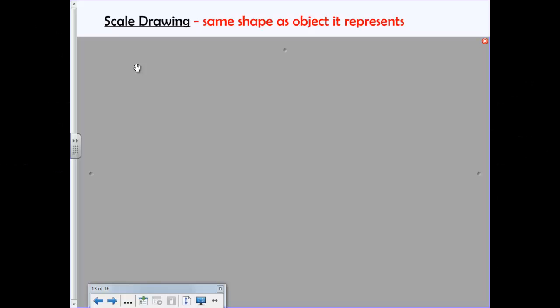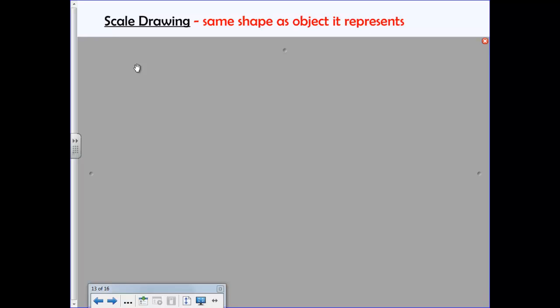On the backside of 6.2 notes, we are talking about scales and scale drawings today. A scale drawing is the same shape as the object it represents. Fill in your blank: scale drawing. What is an example in real life of a scale drawing?